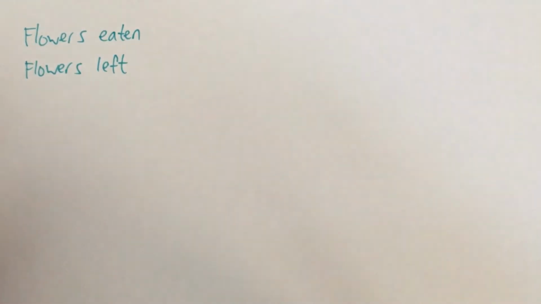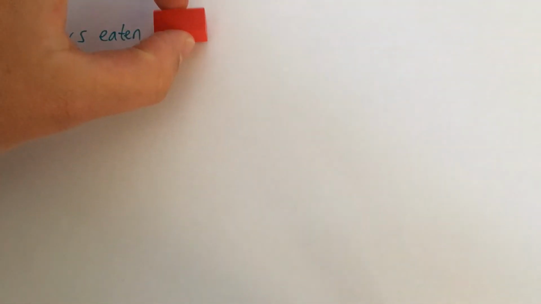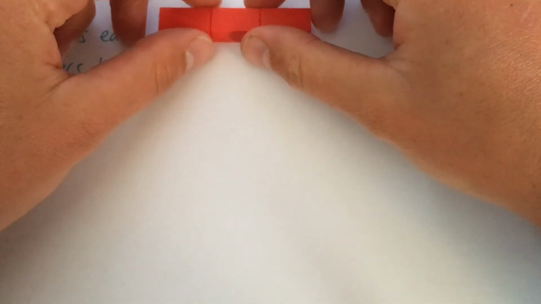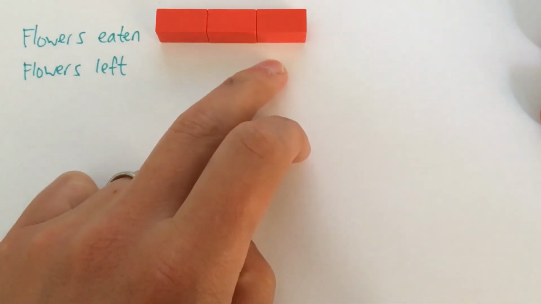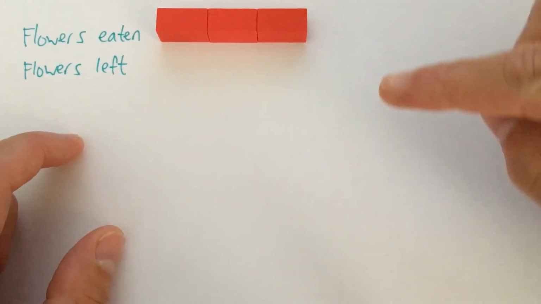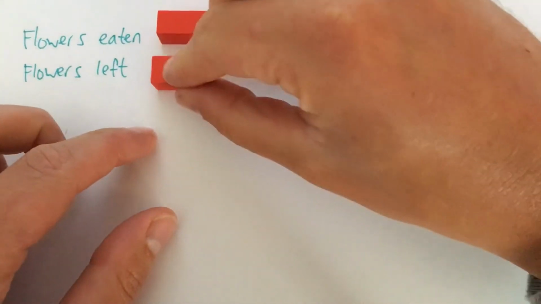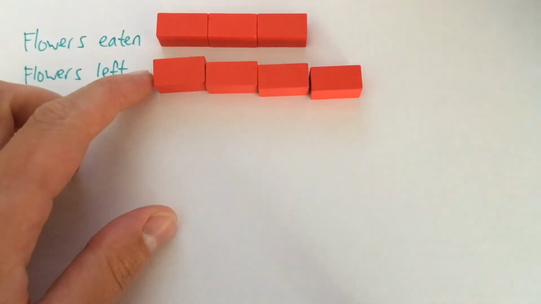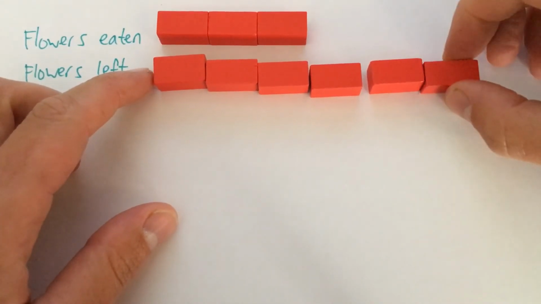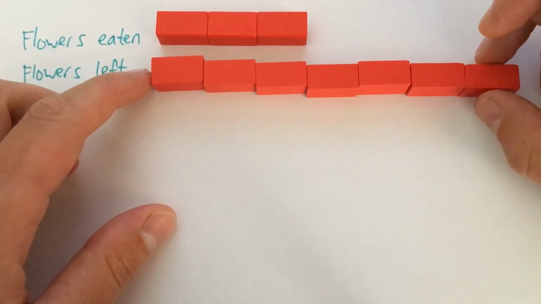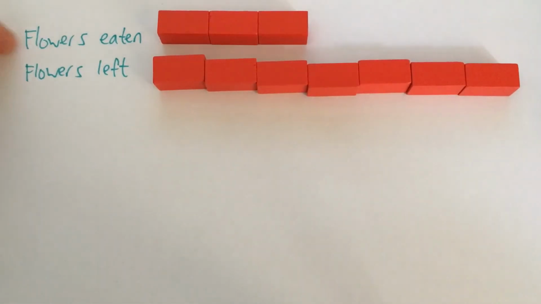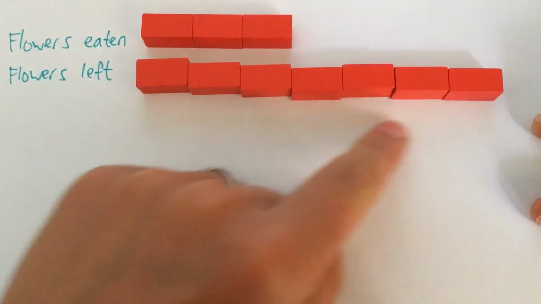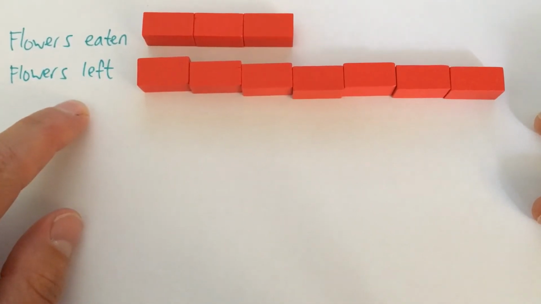In this question, we're told that 3, 1, 2, 3 out of 10 flowers have been eaten by the rabbit. So we've got 3 parts, and we know that there's a total of 10 parts. So let's keep going. 3, 4, 5, 6, 7, 8, 9, 10. So now we have 10 parts in total. So the flowers eaten represents 3 out of 10, which means that there are 7 parts left in terms of the flowers that are left.